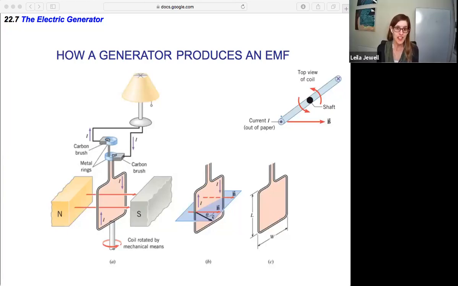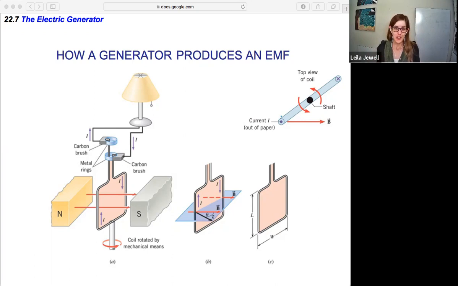Section 22.7, the electric generator. So how does an electric generator work? Well, it turns out it works in the exact opposite way as an electric motor, which we previously learned about.